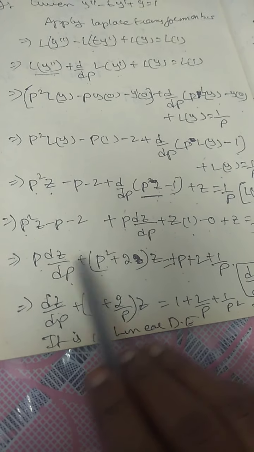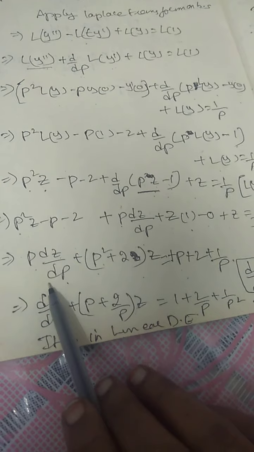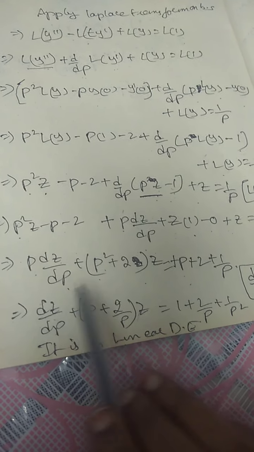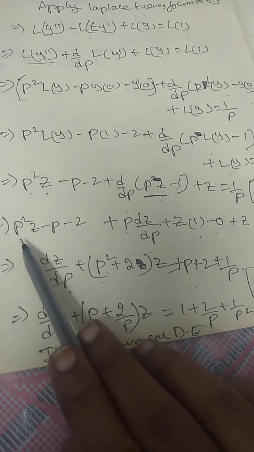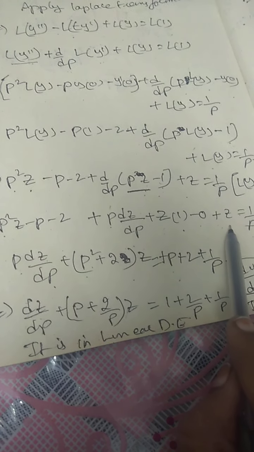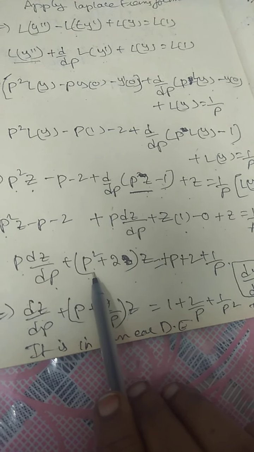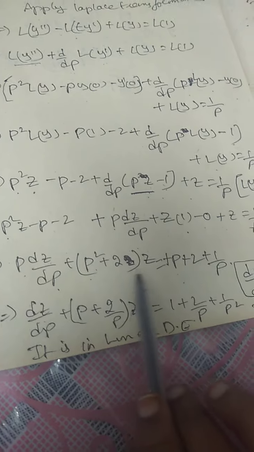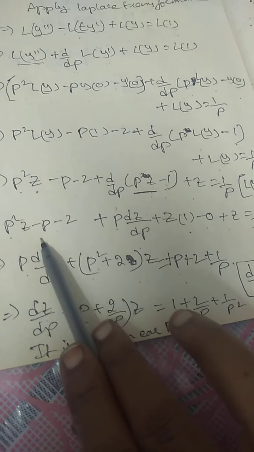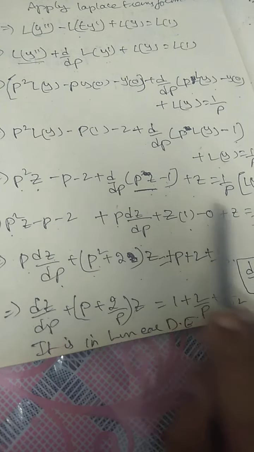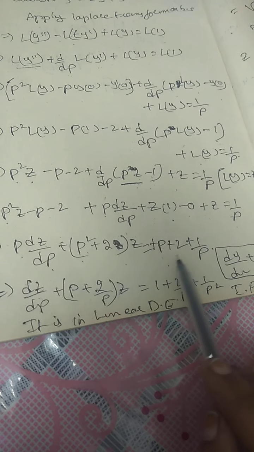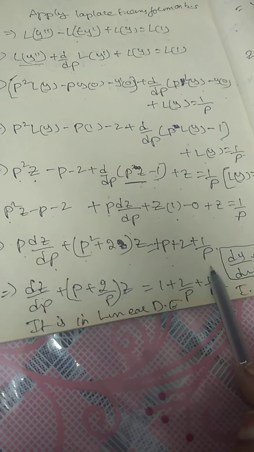So first of all write down the dz by dp here. That is p into dz by dp, and take the common of z, that is p square plus z, which is 2z. So here we are taking the common of z: p square plus 2 into z, minus p goes to the other side and minus 2 also goes to the other side. So p plus 2 plus 1 by p.